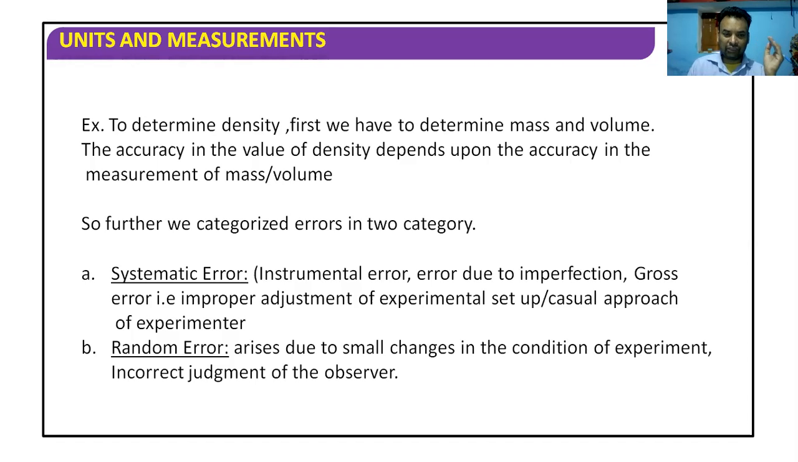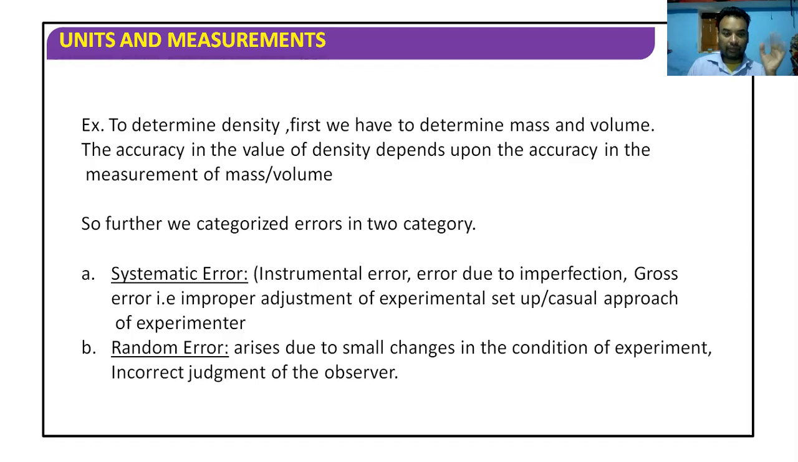You take any physical quantity, if that physical quantity is derived from any other physical quantity, then the second physical quantity or the third physical quantity or the fourth physical quantity will decide the accuracy of the first physical quantity. Suppose we take another example. Force is equal to mass into acceleration. So accuracy in the measurement of force, that will be decided by accuracy in the measurement of mass and accuracy in the measurement of acceleration.